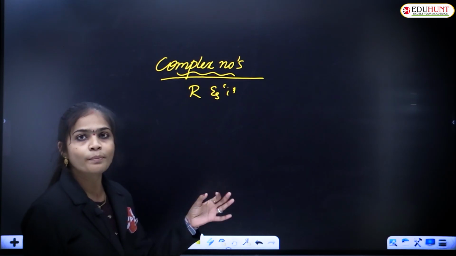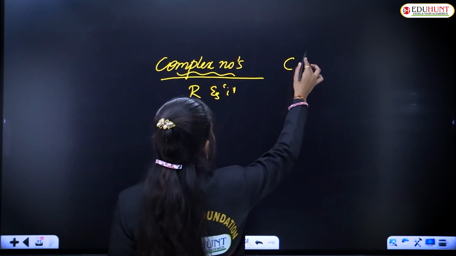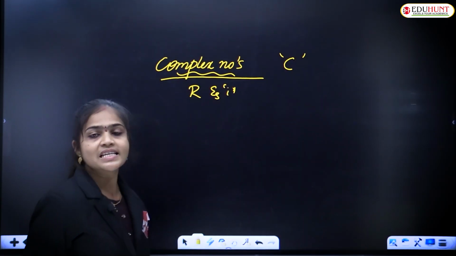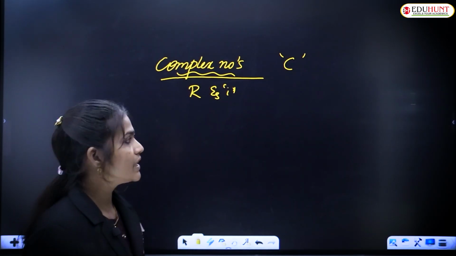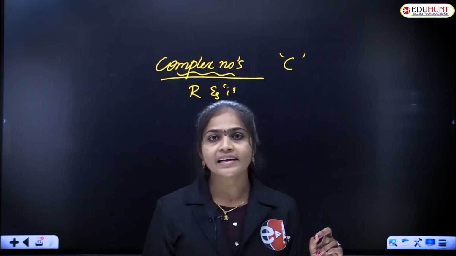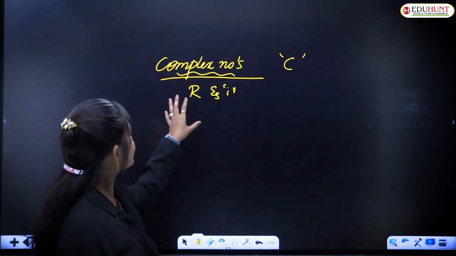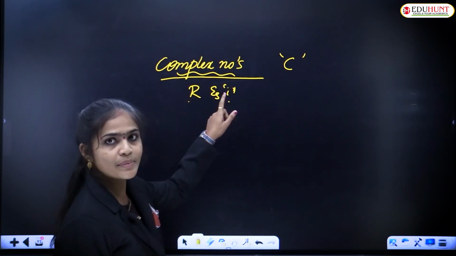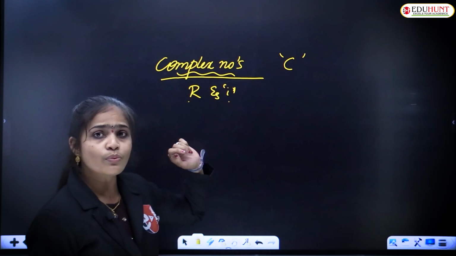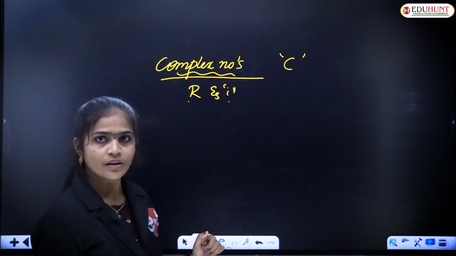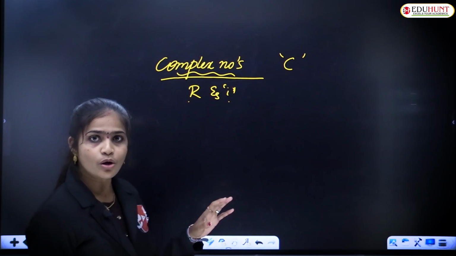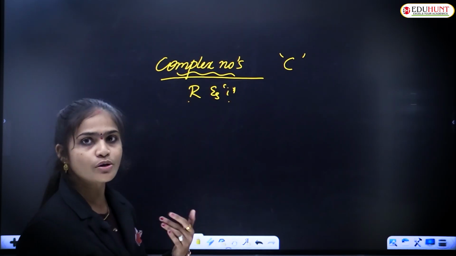Complex numbers are represented by the letter C. Is it clear? Okay children, so this is about all the types of numbers. Complex numbers have real numbers and imaginary numbers. So once again I will tell you the flow chart we discussed in the first video. Why? Because now we know all the types of numbers, so you also try along with me.